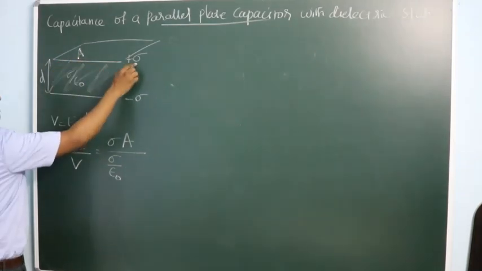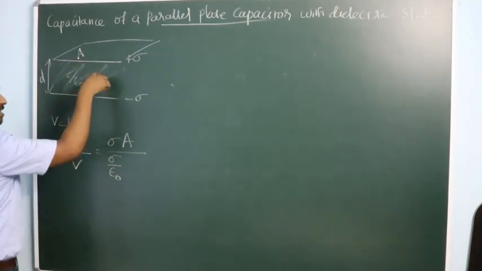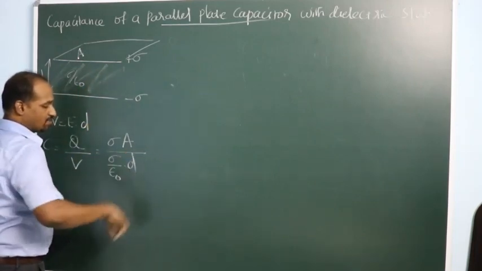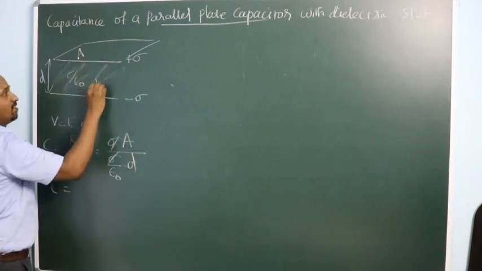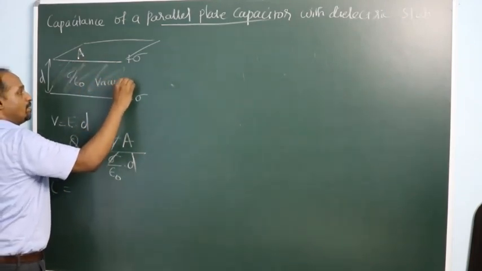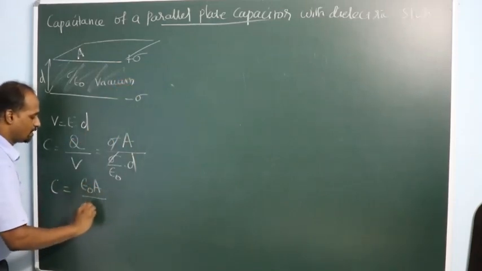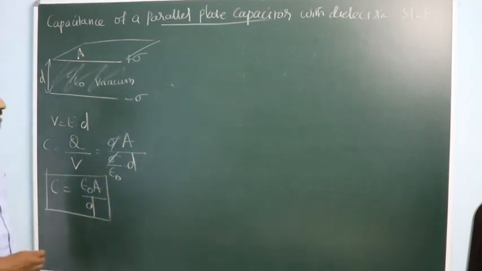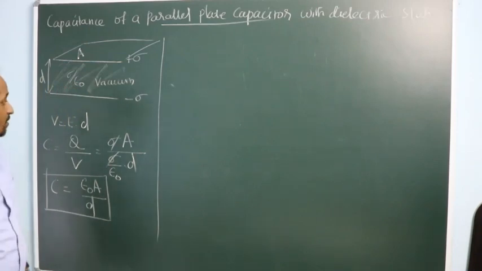Because of the positive sheet, sigma by 2 epsilon naught downwards. Because of the negative sheet, sigma by 2 epsilon naught downwards. So that adds up to sigma by epsilon naught, into the distance of separation d. What we are getting is the capacitance when it is filled with vacuum and no medium. In that case, C is equal to epsilon naught A by d. That's why we say that the capacitance of a parallel plate capacitor, or mostly capacitors, depends on the geometry of the capacitors and the distance between them.